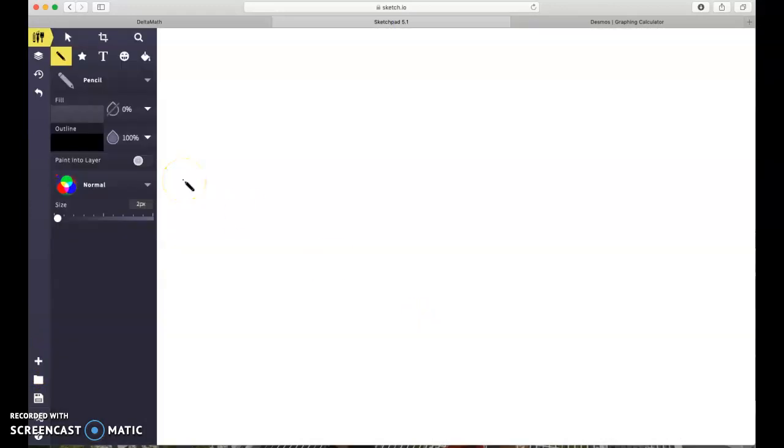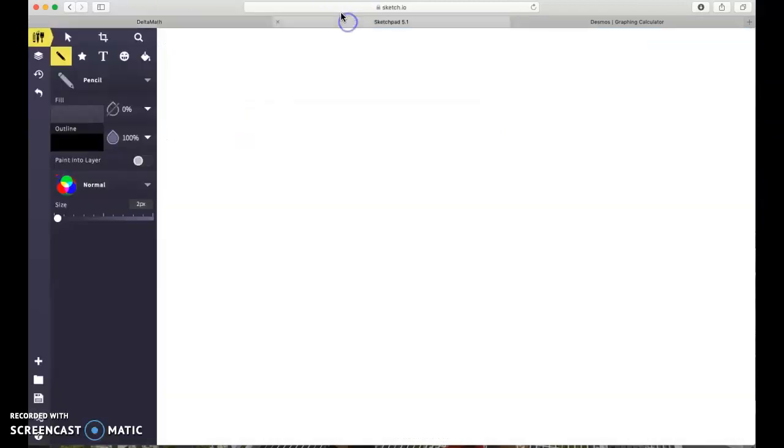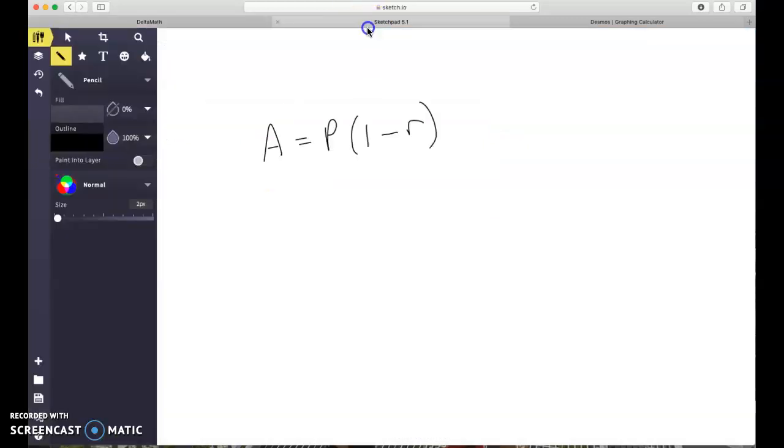So now, it's decreased, so we're going to use our percent decrease formula. Amount equals principal times 1 minus the rate, and we're going to fill some things in. What information were we being given? Well, the number 34 is decreased to 6, right? So our original number is 34. We don't know our rate, but we know that our answer is decreased to 6.